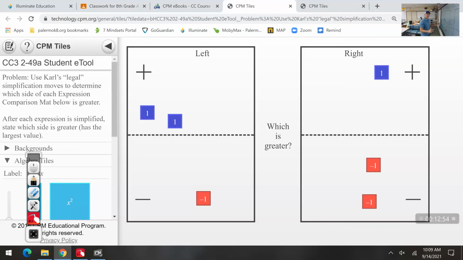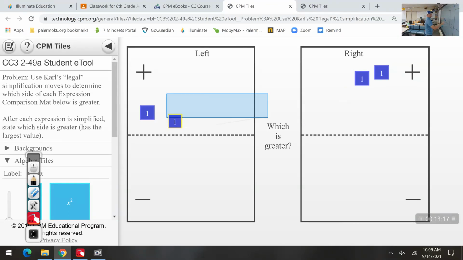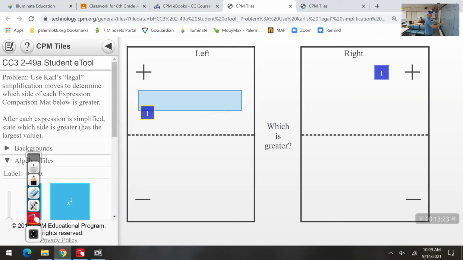Next step. I need to flip stuff out of the negative region. I've got negative region, so let's flip. If it's negative in the negative, it's positive in the positive. Negative in the negative becomes positive in the positive. Third legal move. Balance. I've got a balance here. Matching tile, matching region. Matching tile, matching region. Matching tile, matching region. Gone. And what are we left with?